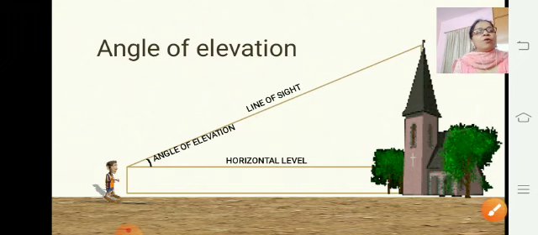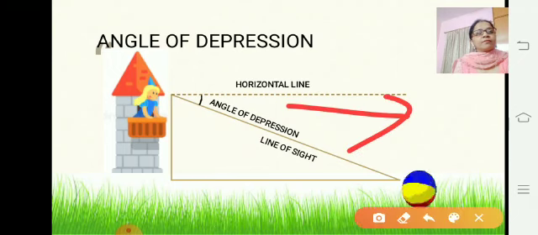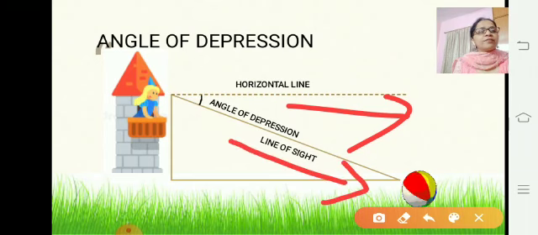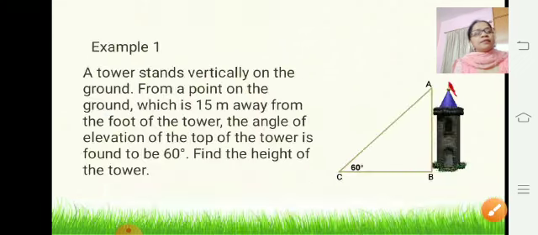Similarly, when somebody is standing at a raised platform, a balcony, terrace or a rooftop and is looking below, then what do you see? You see that this is the horizontal line and when you're looking down, this is the line of sight. So the angle formed between the two is called the angle of depression. Let us understand this further with certain examples.